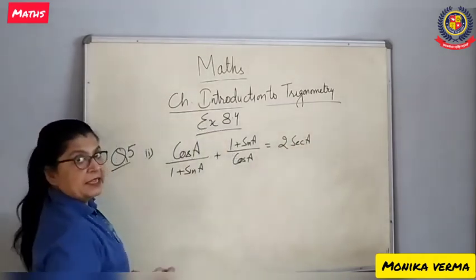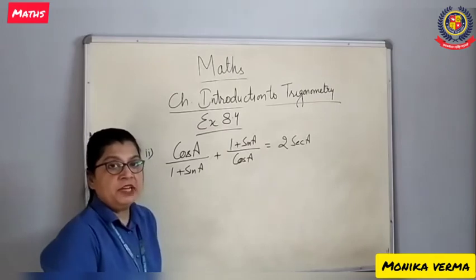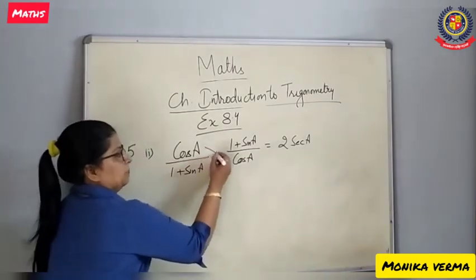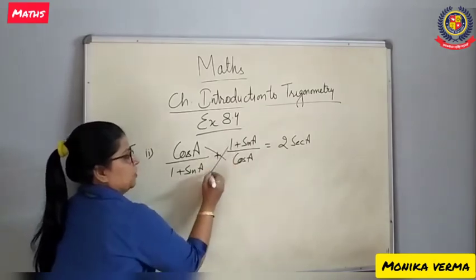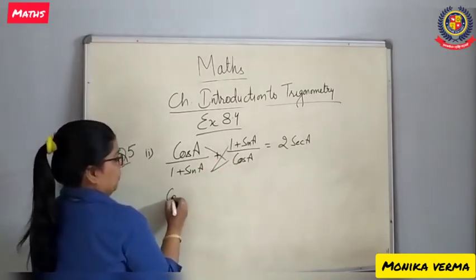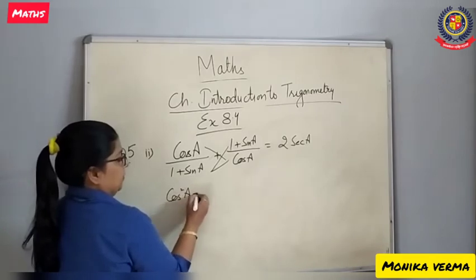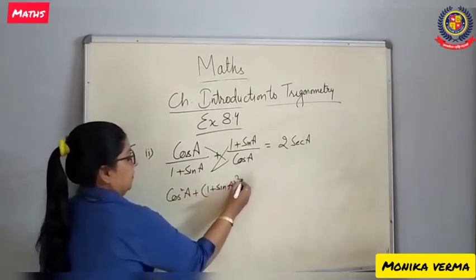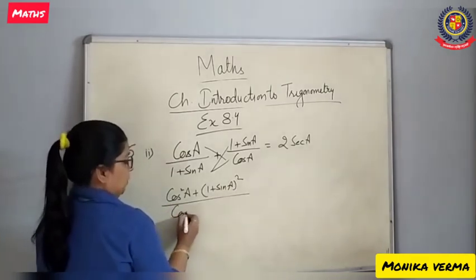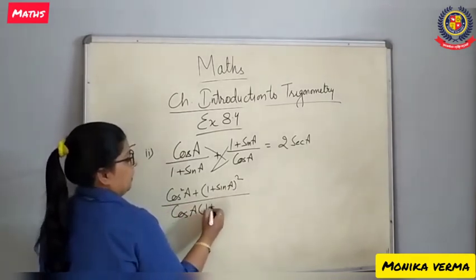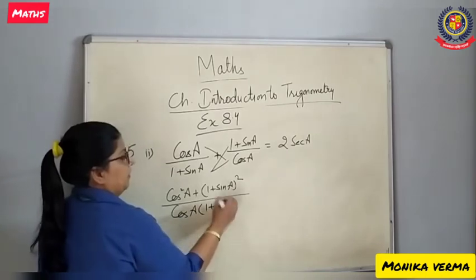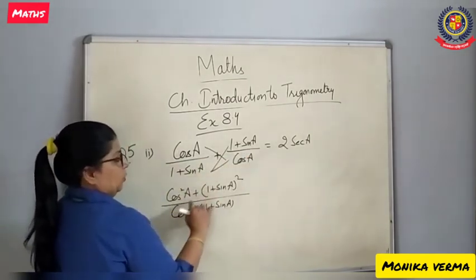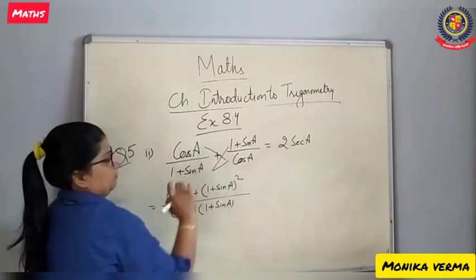Now we will take the LCM, and I told you how to take LCM in fractions. We have discussed this in quadratic equations also. We'll multiply these two, and we'll multiply these two. So we will have cos square A plus (1 plus sin A) whole square upon cos A (1 plus sin A). What we have done? We have multiplied these two, cos square A and (1 plus sin A) whole square, and then we multiplied these two.